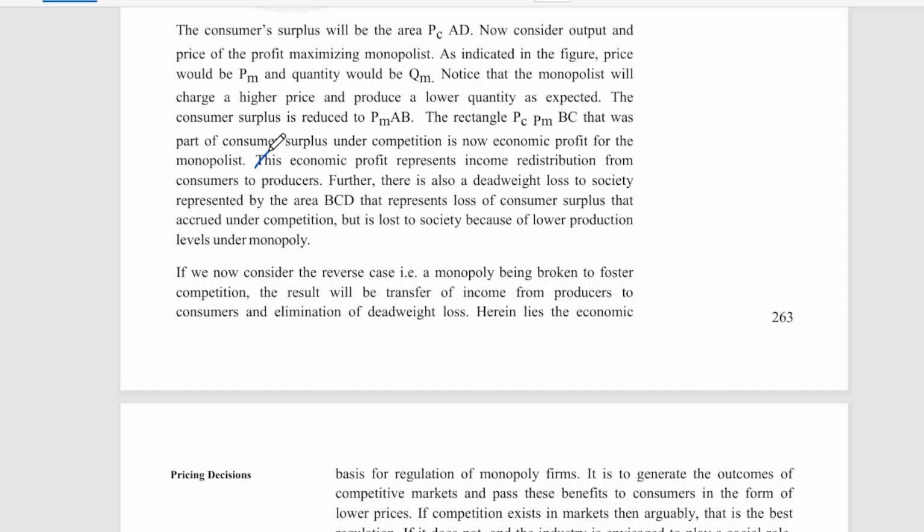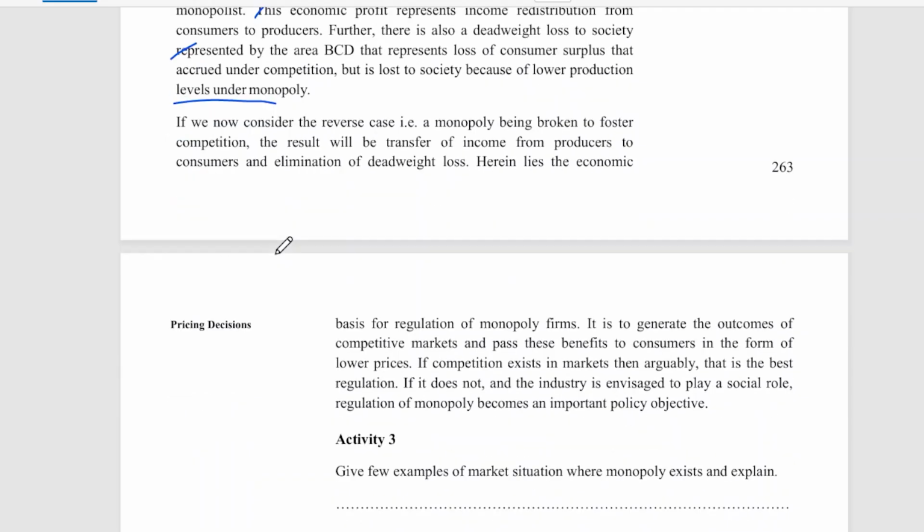This economic profit represents income distribution from consumers to producers. Further, there is also a deadweight loss to society represented by the area BCD. It represents the loss of consumer surplus that accrued under competition but is lost to society because of lower production levels under monopoly. If we now consider the reverse case, the monopoly being broken to foster competition, the result will be transfer of income from producers to consumers and elimination of deadweight loss. Herein lies the economic basis for the regulation of monopoly firms.